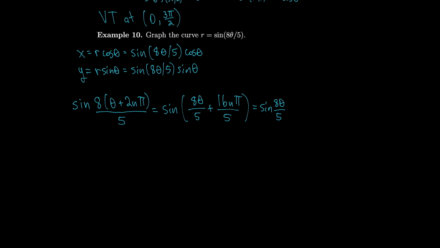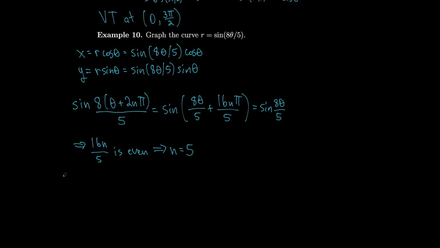So if this is going to be equal to this, that forces this to be an even multiple of pi. Because otherwise, how could you have sine of something equal to itself? You must have an even multiple of pi being added. So this implies that 16n over 5 is even. And that will first happen when n is equal to 5.